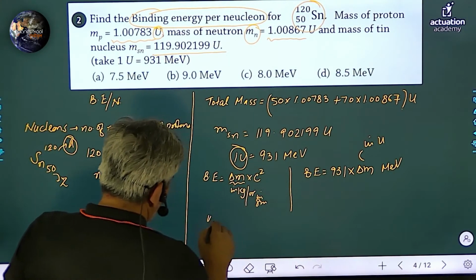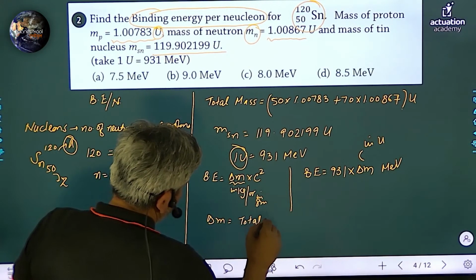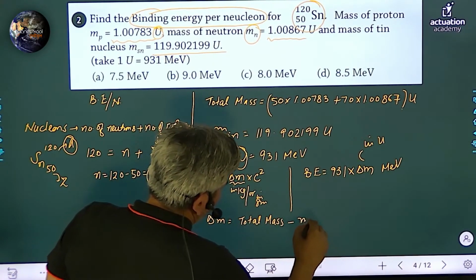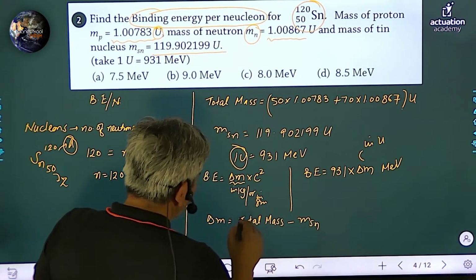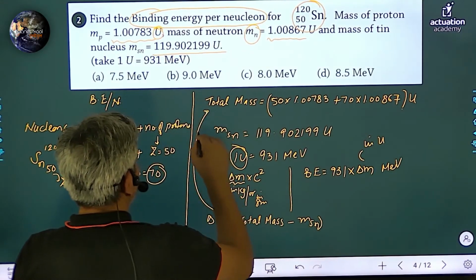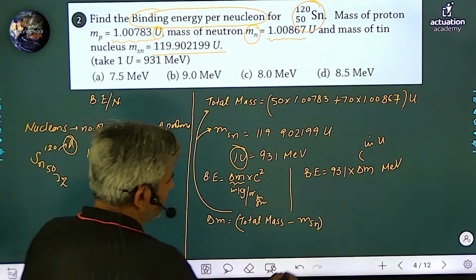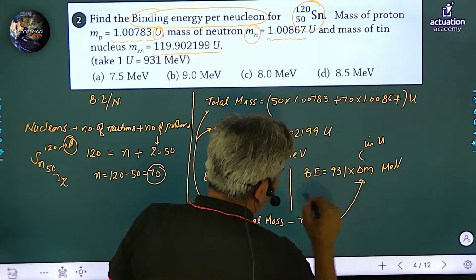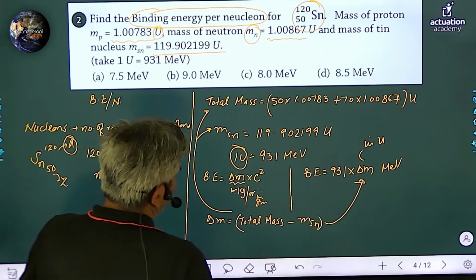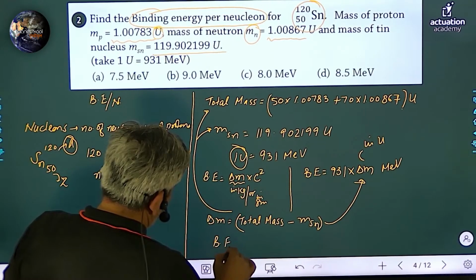Now delta M we can calculate from here. Simply, delta M is the total mass minus the mass of the tin nucleus. We can calculate this from these two equations, and after calculating this, we will directly put the value of delta M here. Once we calculate these, we'll get the total binding energy.